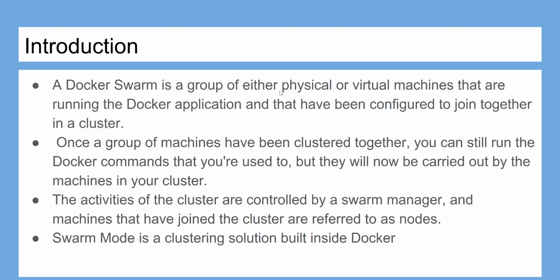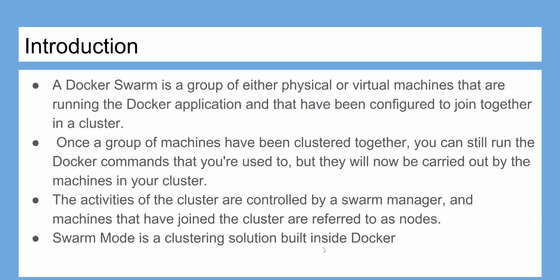A Docker swarm is a group of either physical or virtual machines that are running the Docker application and that have been configured to join together in a cluster. Once a group of machines have been clustered together, you can still run the Docker commands that you're used to, but they will now be carried out by the machines in your cluster. The activities of the cluster are controlled by a swarm manager, and machines that have joined the cluster are referred to as nodes.